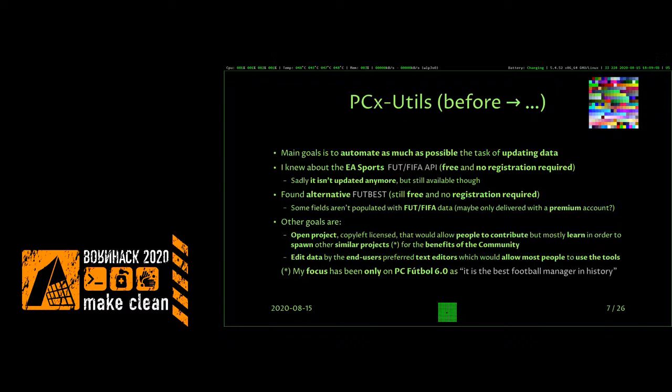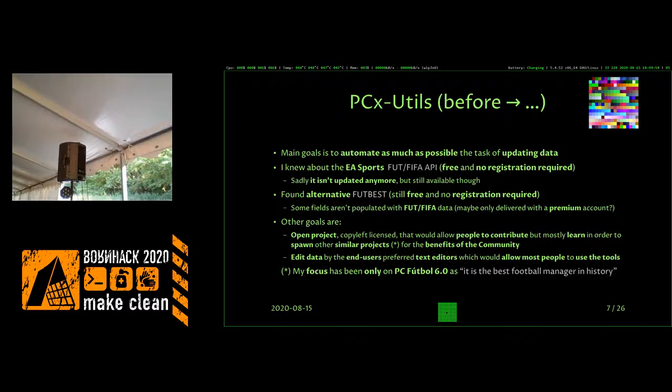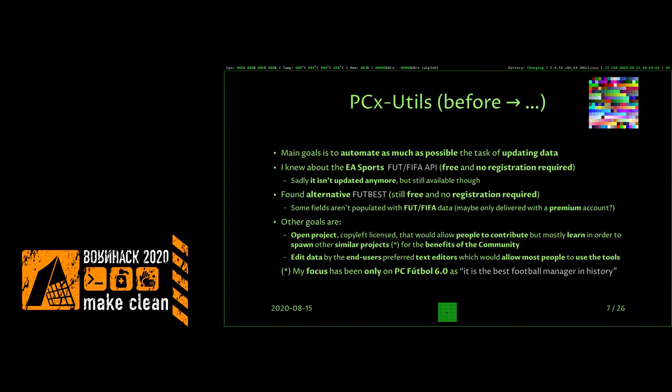So this is more or less what I had in mind that I wanted to do. The main goal for myself was to automate as much as possible the updating of the data in the game, right? I already had some notions of Electronic Arts. They had this online database where you can just log in and get all kinds of information from all these football players. And it's free, and you didn't need to do any registration, which is kind of cool because I don't want them to know that I'm actually doing this stuff.